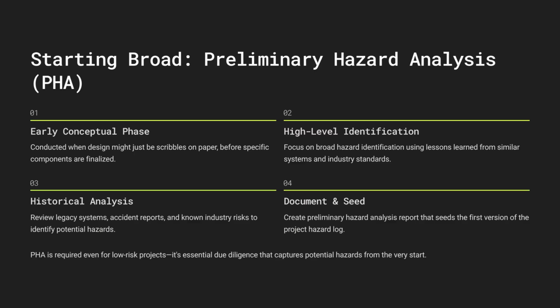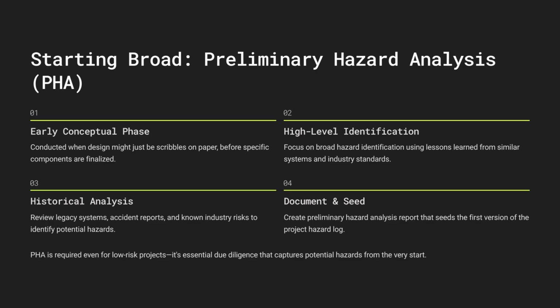Good question. You lean heavily on history. Lessons learned, sometimes it's called. You look at similar systems, legacy systems, what went wrong before, what hazards are already known in the industry standards, accident reports. If you're designing new brakes, you ask, what are the common risks for any brake system? Wheel slip, maybe, brake fade, actuation failure, things like that. Okay. And the output is your first preliminary hazard analysis report, and that seeds the very first version of your main hazard log.